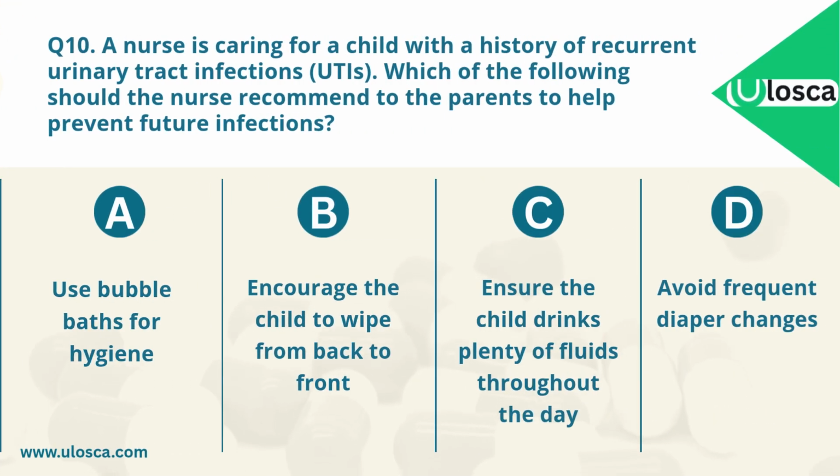Question 10. A nurse is caring for a child with a history of recurrent urinary tract infections. Which of the following should the nurse recommend to the parents to help prevent future infections? A. Use bubble baths for hygiene. B. Encourage the child to wipe from back to front. C. Ensure the child drinks plenty of fluids throughout the day. D. Avoid frequent diaper changes. Which one is the correct answer?